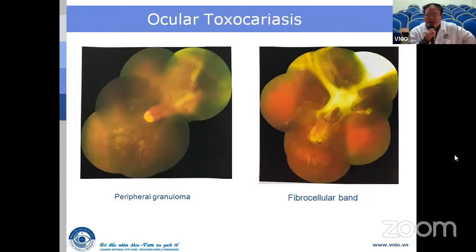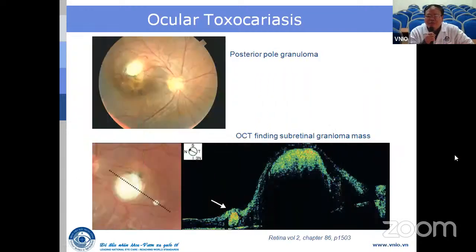We have some images, some photos. First, the photo of the peripheral granuloma. Second, a fibrocellular band, quite dense, with opacity in the vitreous cavity. In the case of a posterior granuloma, the image is quite typical. We did OCT at that site, and we found a subretinal granuloma inside.